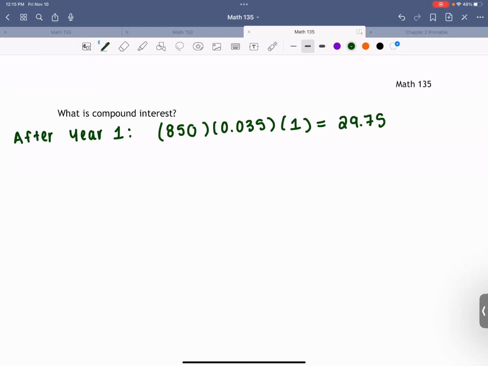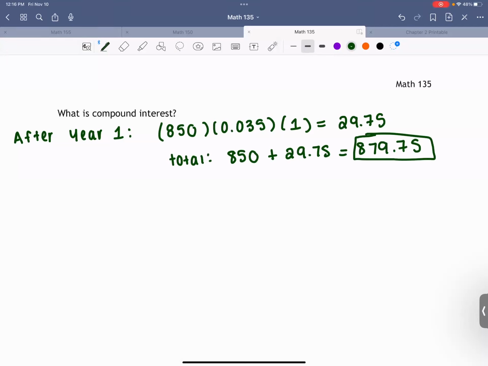But this isn't the amount in my bank account right now. The total is taking my principal, 850, adding on my interest, and now my new payment is 879.75. Okay. So this is the amount in my bank account after 1 year.